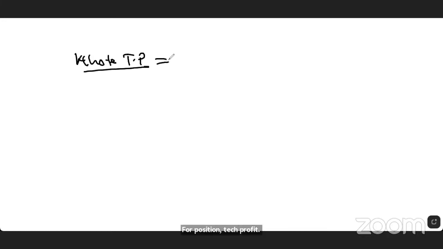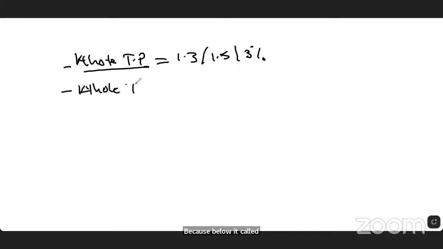What does it mean? If you decide to put here, let me say 1.3, or you put here 1.5 or 3%, what does it mean? Because below it, we have a word called all position take profit callback.